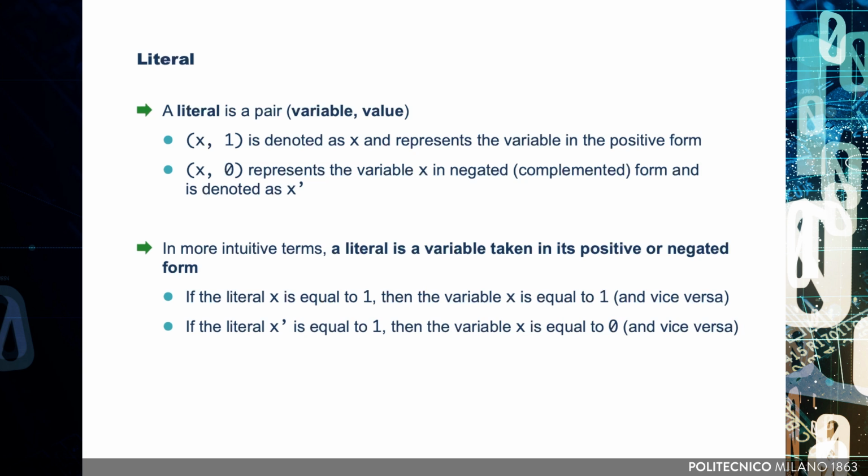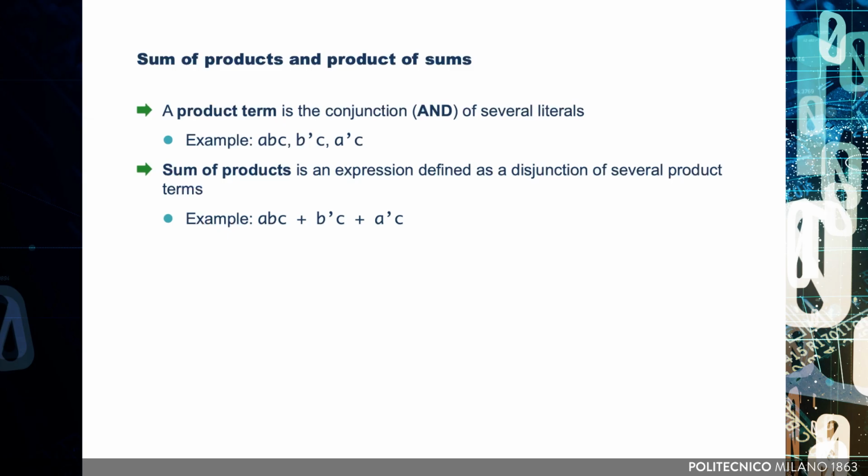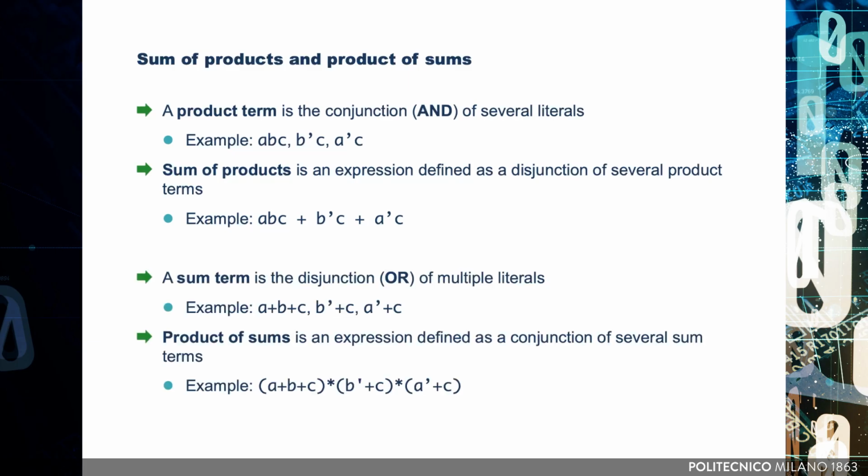We now define a product term as a logical product of literals, and a sum of products as an expression formed by the logical sum of multiple product terms. Dually, we define a sum term as the logical sum of literals, and a product of sums as an expression formed by the logical product of multiple sum terms. One key characteristic of these expression forms is that negation is applied only to individual variables, which are thus referred to as literals.